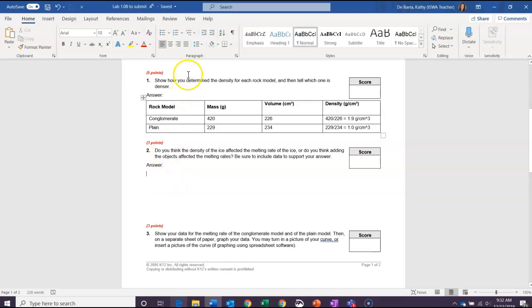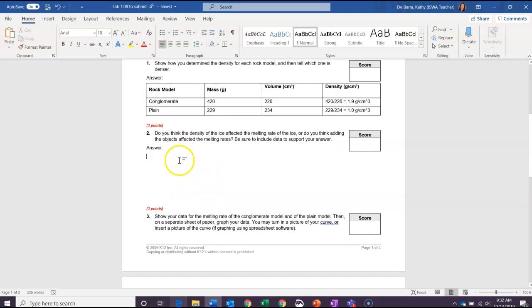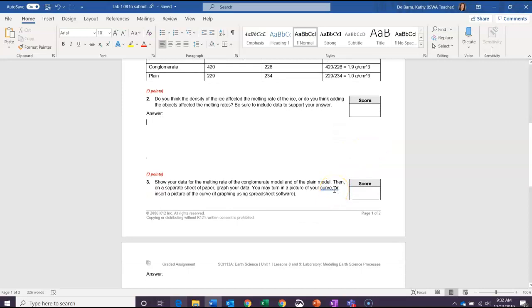Again, you can go back up to your hypothesis and say, I think they're going to melt exactly the same. I don't think it's going to make a difference whatsoever. You can say, I think the density is going to make it melt quicker. I think it's going to make it melt more slowly. As long as you reference that one is more dense than the other, and that you have a reason why you think one is going to melt faster or slower, or you might say that it doesn't matter at all, you'll earn 3 points credit for question number 2.